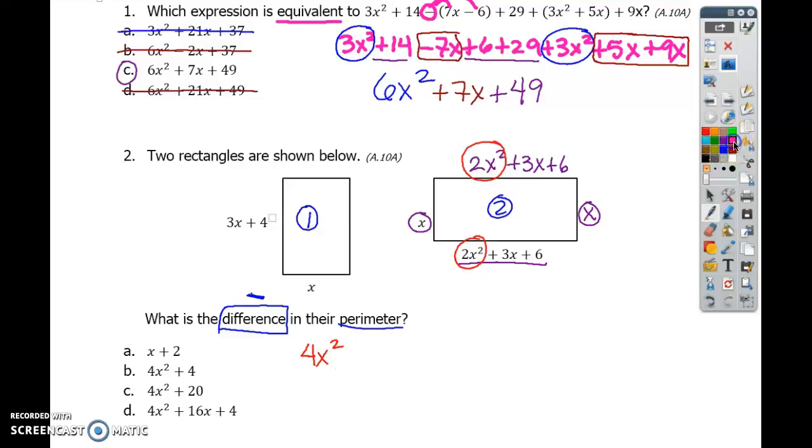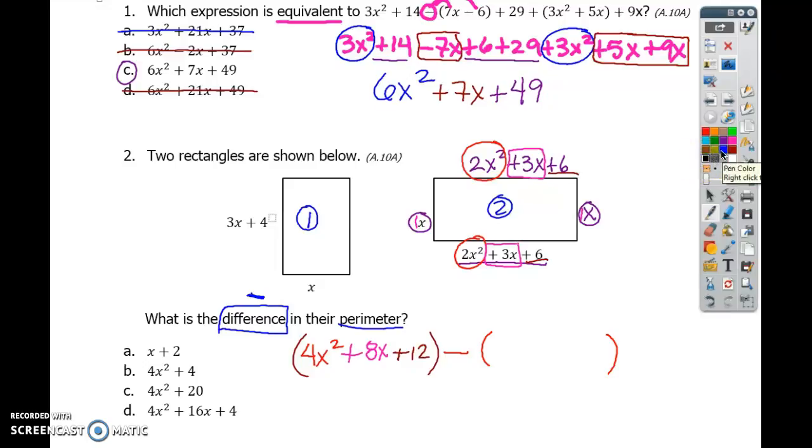And then I have 3x plus 3x plus x plus x, 8x, positive 8x. And then 6 plus 6, 12. So this is the first perimeter, and you can put that in parentheses. And we're going to subtract, so put minus the second one. So we got to figure that one out.